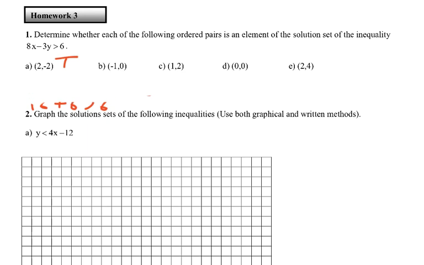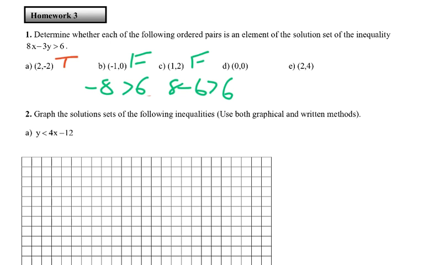Next one then. 8 times minus 1, so minus 8, minus 3y, so 0, is bigger than 6. That's not true, is it? So that's false. The next one, 8 times 1, so 8, minus 3 times y, so minus 6, is bigger than 6. That's not true, is it?